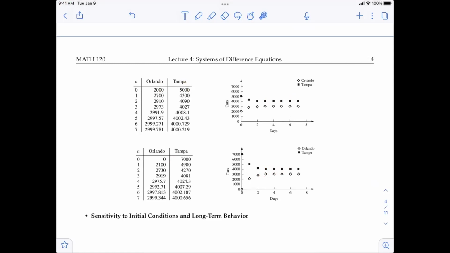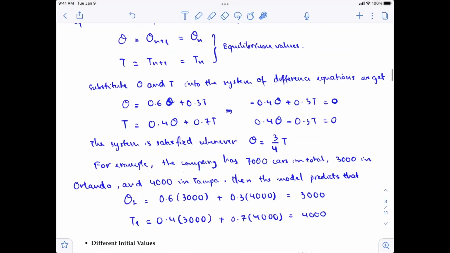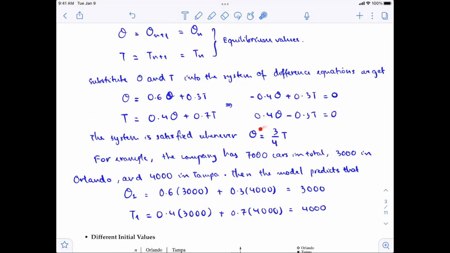Okay. And we can actually find this equilibrium point from this particular relationship between O and T. So O is always equal to 3/4 T for this system of equilibrium points to work, because remember the total number of cars will be 7,000 cars. So that is the relationship that we can obtain, 3,000 and 4,000.